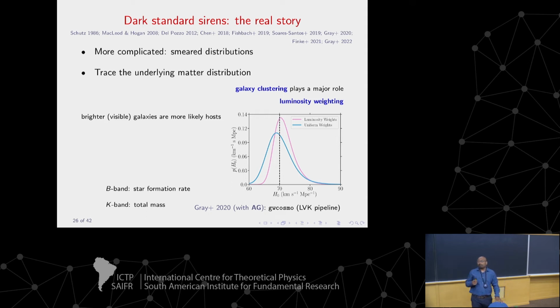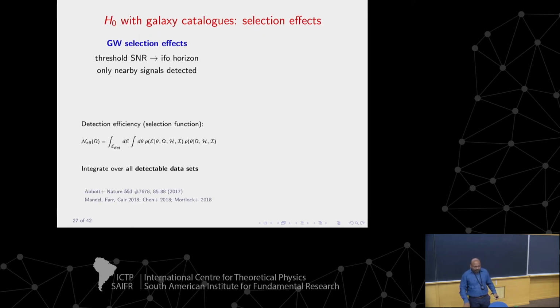An additional complication in this measurement comes from selection effects. So, selection effects will be there on both the gravitational wave side and on the electromagnetic side. Let's first talk about the gravitational wave selection effects. Gravitational wave selection effects would come due to a limited sensitivity of our gravitational wave detectors. So we would not observe all the signals, we would observe only the nearby signals.